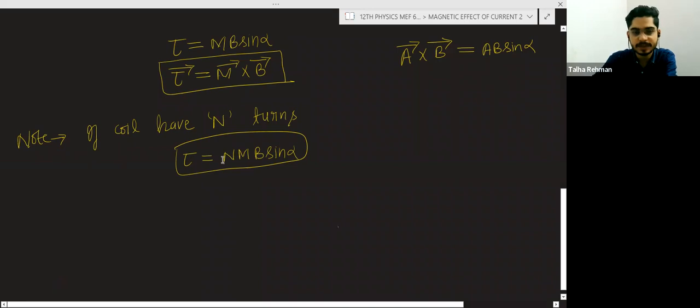And tau is the torque, n is the number of turns, m is the magnetic moment, B is the magnetic field, alpha is the angle between the magnetic field and the magnetic moment.